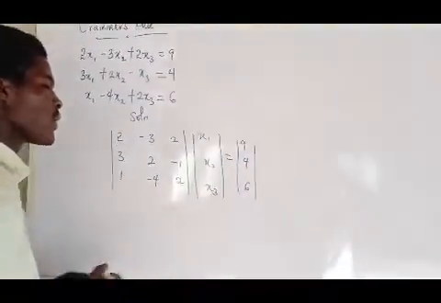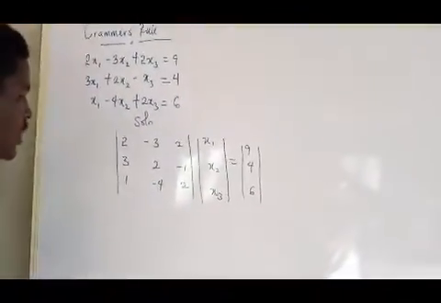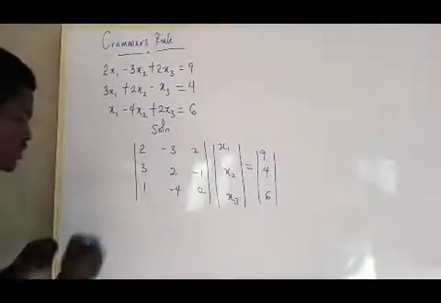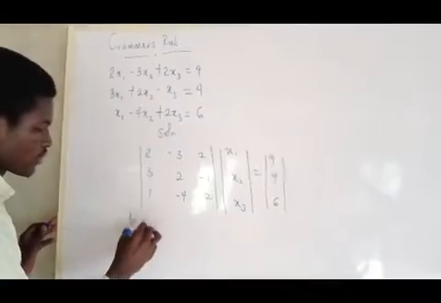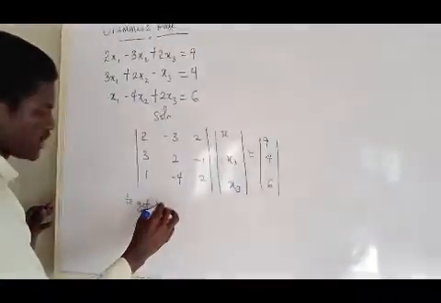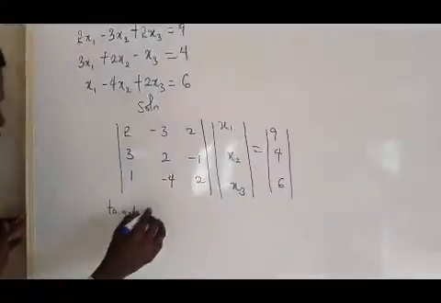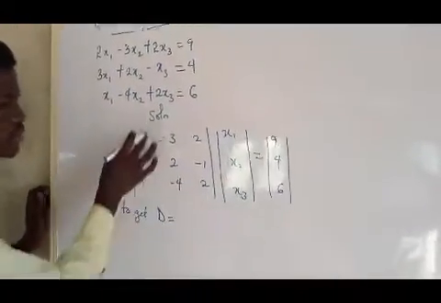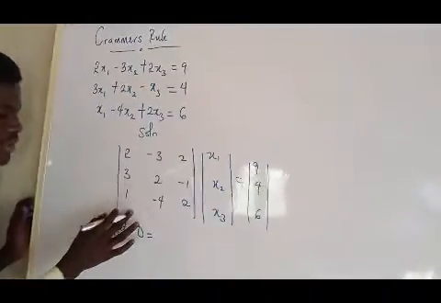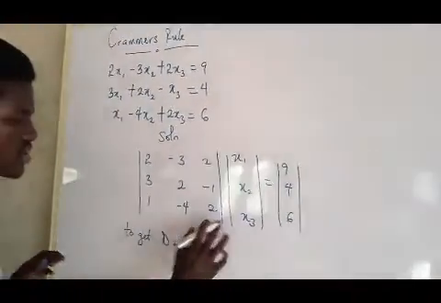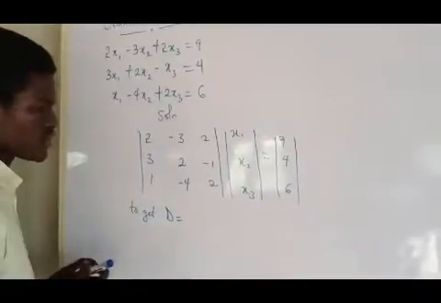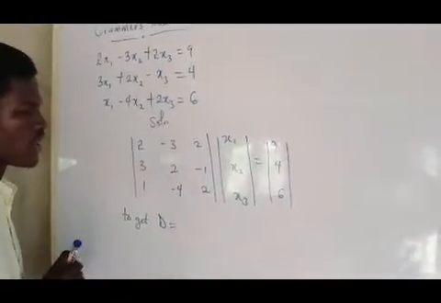Alright, so the first thing you do is you have to get your determinant, the determinant of this matrix, which you are going to call our D. So our D is going to be, I'm sure we still remember how to get the determinant of a 3 by 3 matrix. It's in my video. Check my videos, determinant of matrix. You will understand what I mean by that.